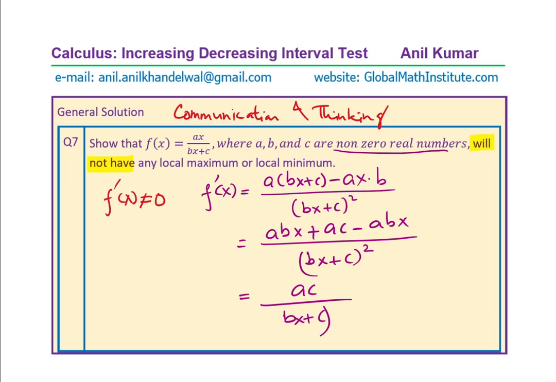Clear? Now, you see denominator is positive, right? So it is product of two constants. Do you see that? And since these are non-zero, a, b, c all non-zero, right? So never zero. So we can write this is not equal to 0, right? No critical number. So therefore, we can justify that it does not have any local maximum or minimum, right?